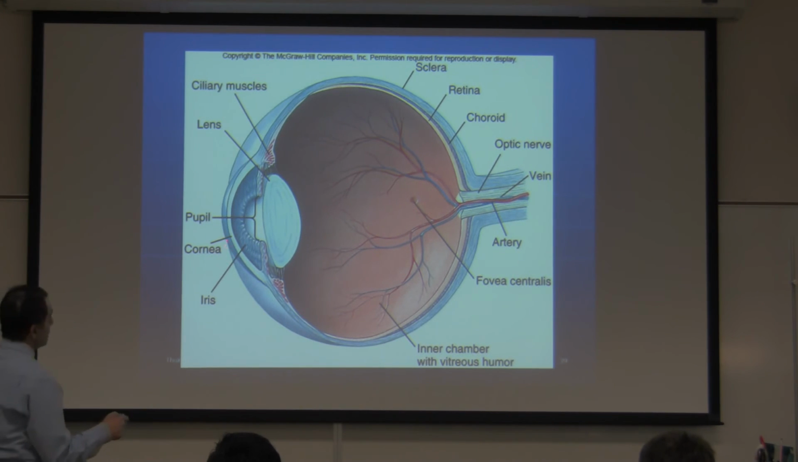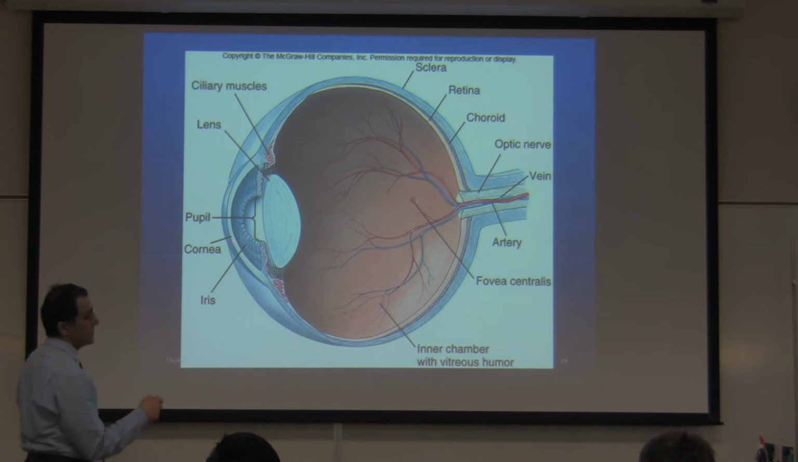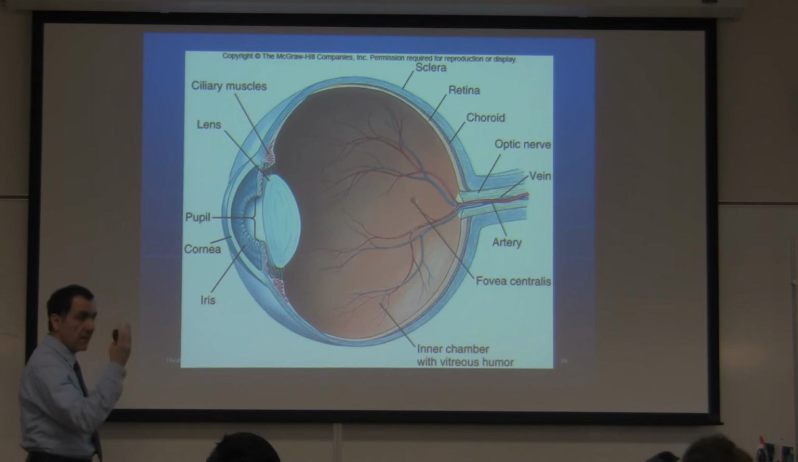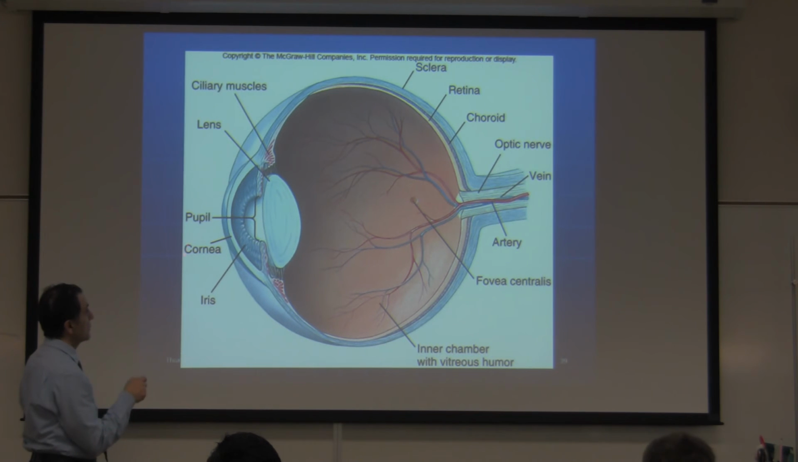So the very outer layer of the eye is your cornea, right here, which is the transparent, clear portion of your eye. The most successful transplants are corneas, because there are not many blood vessels in there. If they take my cornea and put it on your eye, you will not reject it. Most 99% success, maybe 100% success.